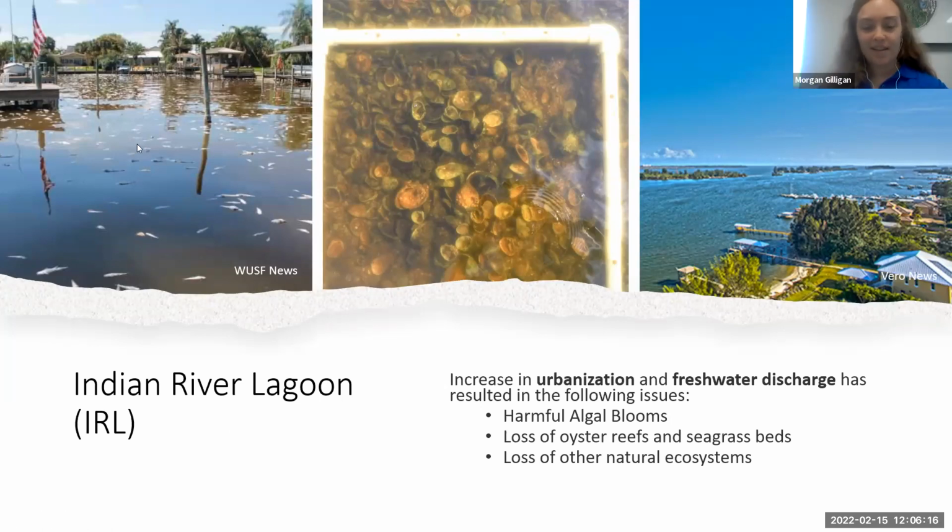Thanks so much, Sarah. As we know, ecosystem services supplied by the IRL have depleted, mainly due to the influx of freshwater discharge and urbanization around our coasts. As a result, there's been an increase in harmful algal blooms and loss of our natural ecosystems, such as oyster reefs, seagrass beds, and mangroves, and in their place have been more man-made structures, such as docks, jetties, and bulkheads. In the northern portion of the IRL, you have more of an accumulation of fine grain organic sediment known as IRL muck. And this sediment is very anoxic.